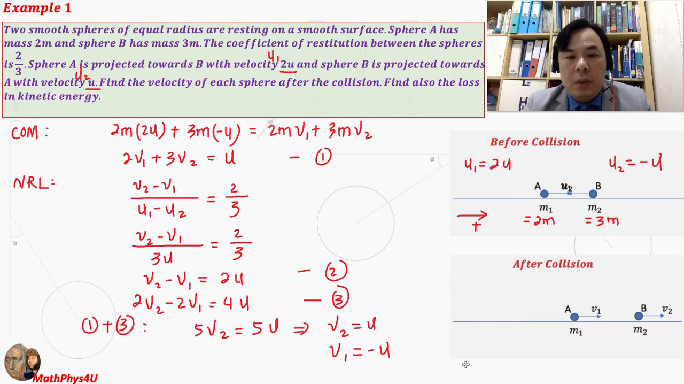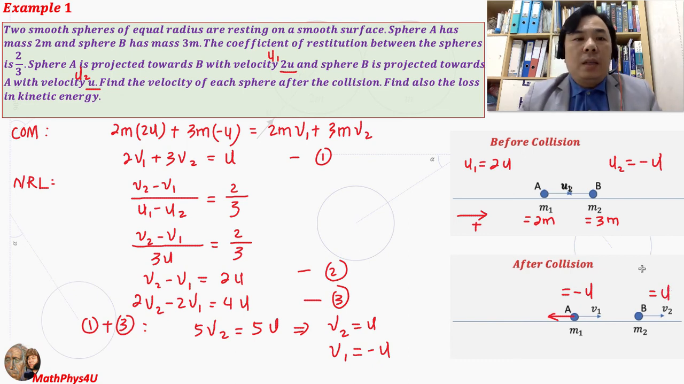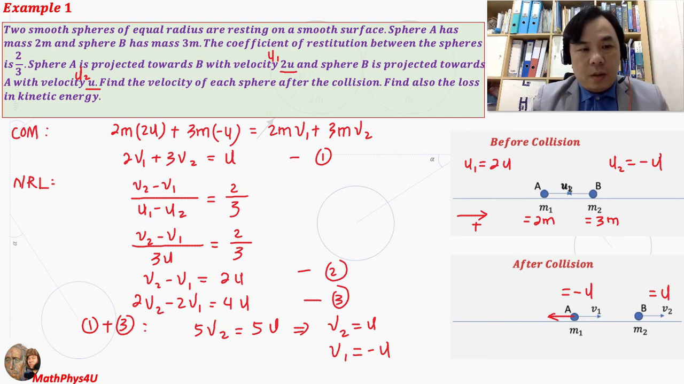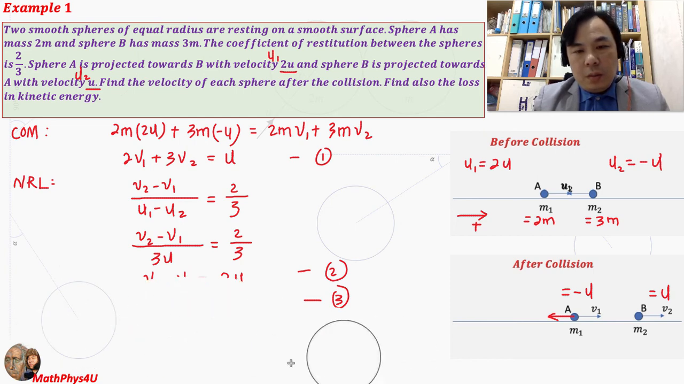Now we have successfully obtained our v1. I'm going to write it down here. So v1 is equal to negative u, which means it's supposed to move in this direction. And then v2, yes, v2 is correct, it's moving in this direction. All right. And then lastly, we're going to determine if there is any kinetic energy loss or not. Okay, so just let me clean this up. Then we are ready to determine.